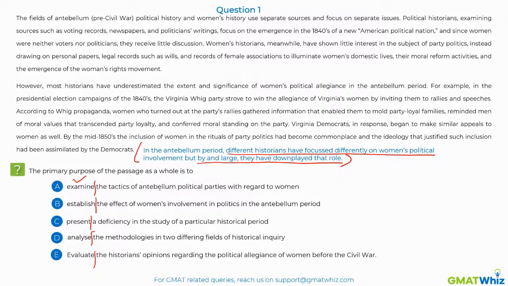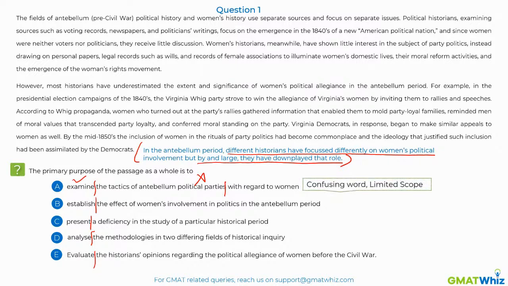The tactics of antebellum political parties. Okay, first of all, is the main purpose to examine the tactics of the political parties? No. One tactic has been mentioned, and that is inviting women to rallies. But the purpose is not to examine that. That is just an example.